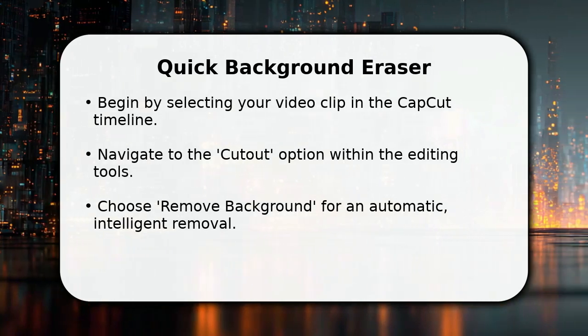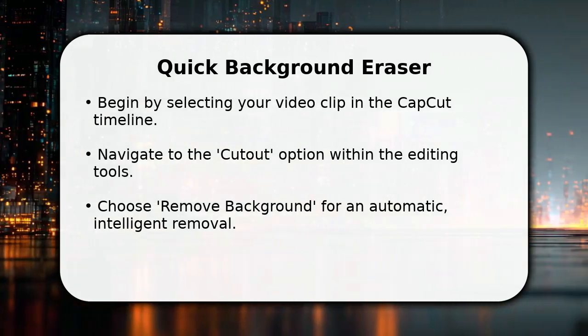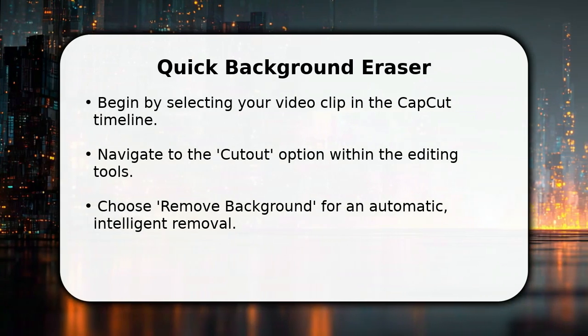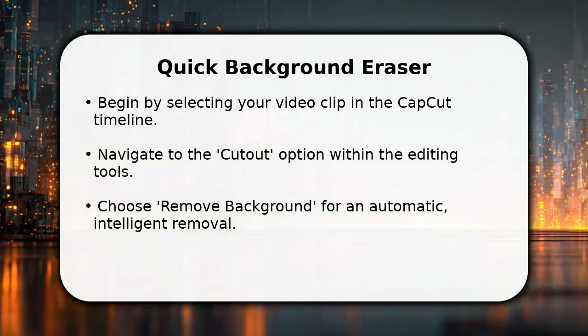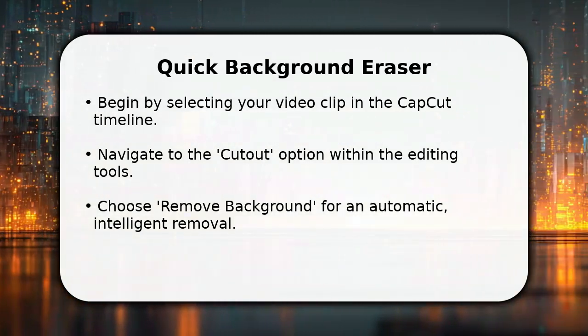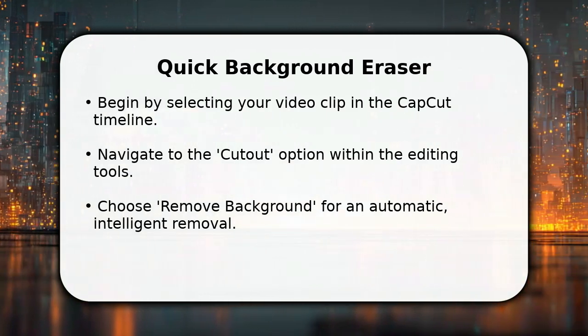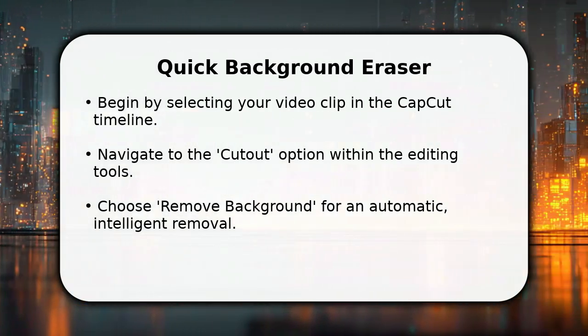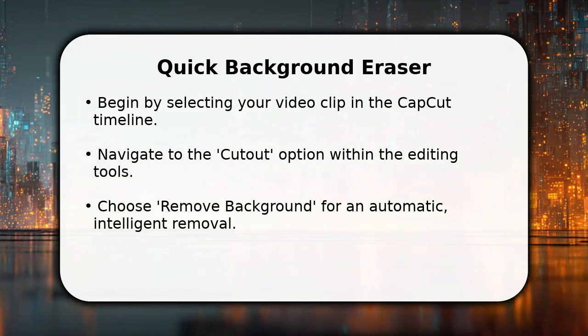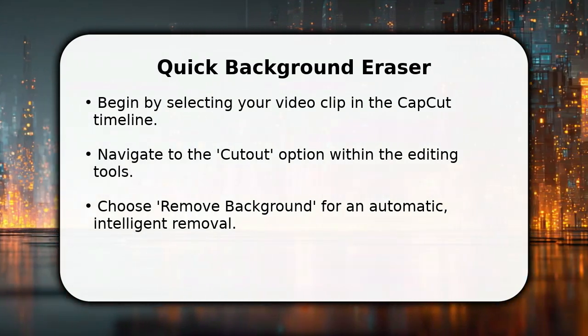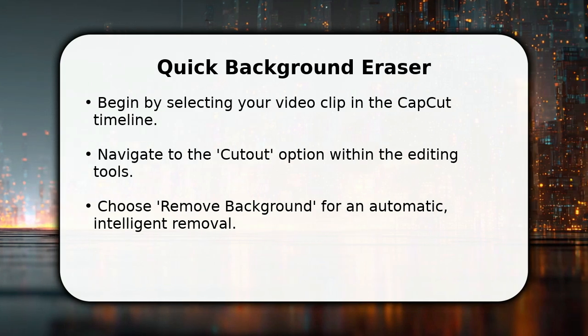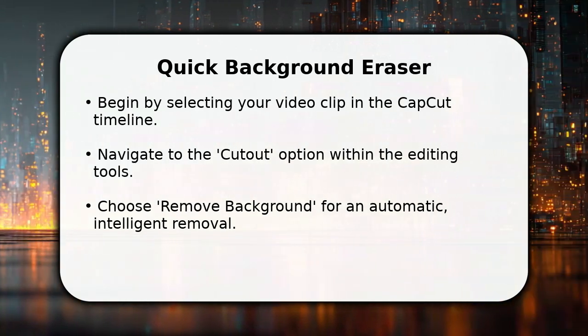In this video, I will show you how to easily erase unwanted elements from your CapCut projects. First, tap on your video clip in the timeline, then look for the cutout feature in the bottom menu. Select Remove Background to automatically delete the main background, often with impressive accuracy, in just a few moments. This is perfect for quick subject isolation.